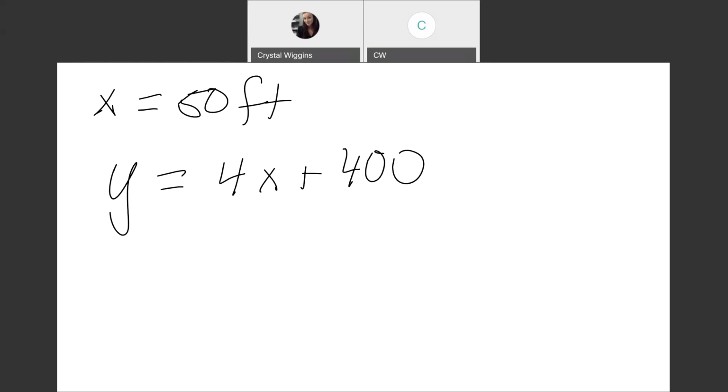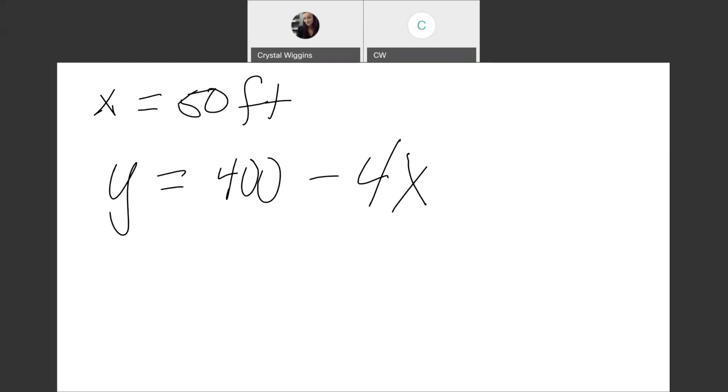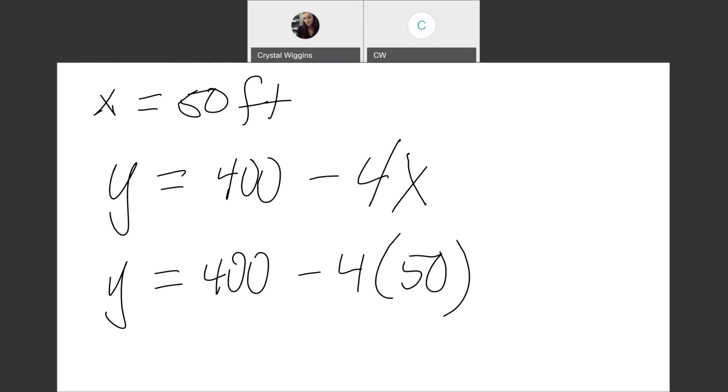Actually, I believe it wasn't that. It was 400 minus x. Sorry, 400 minus 4 x's. Those 4 x's plus y is equal to 100. We move that to the other side. Yes. Okay. Let's substitute the 50 in. So y is equal to 400 minus 4 times 50.